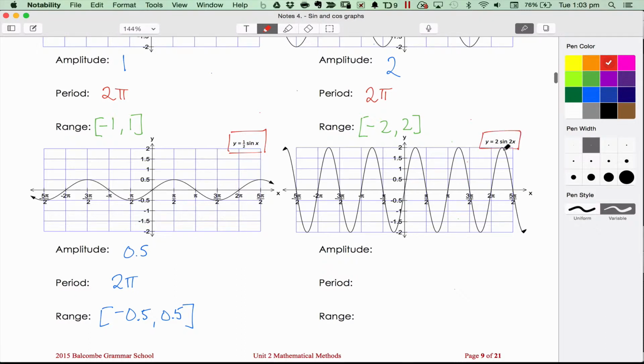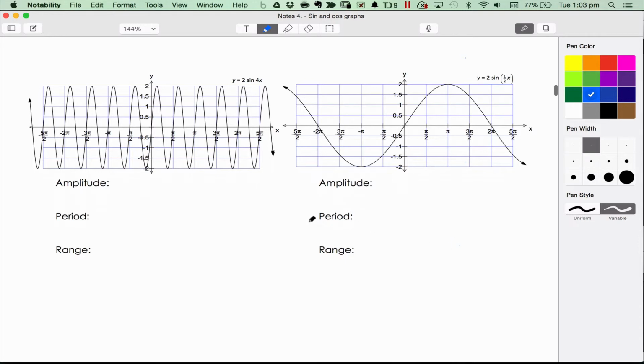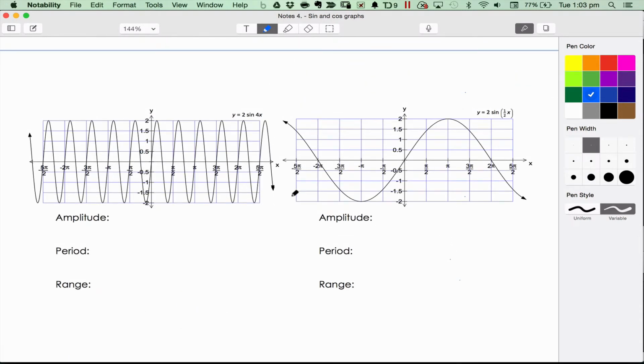Final one is 2 sine 2x. The amplitude is 2. Period for one cycle: this one finishes at pi. So the period is just pi, and the range is -2 to 2. Oh, 2 more on the next page. Amplitude for this one is 2. Period for one sine cycle finishes here, so it's pi over 2. And the range is -2 to 2.